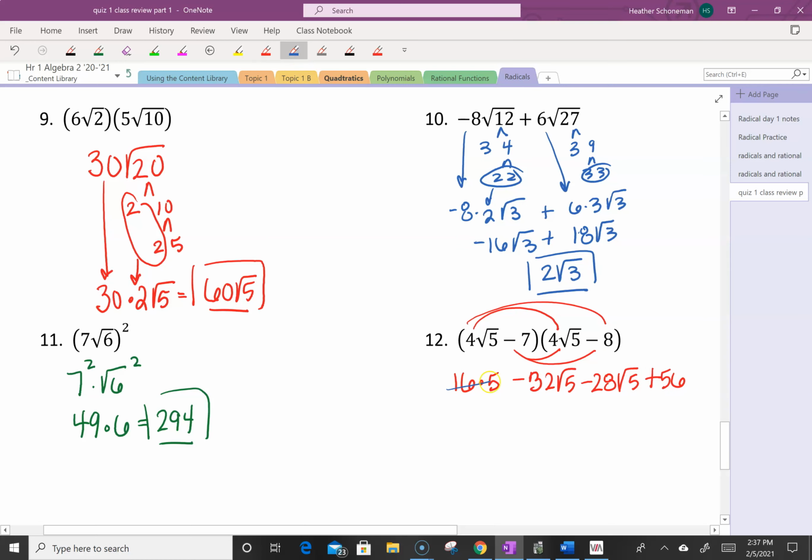Before I multiply these together, 16 times 5 we know is 80, so now I can combine like terms. 80 and 56 gives me 136. In the middle, negative 32 and negative 28 gives me negative 60 square root 5, and that is my final answer.